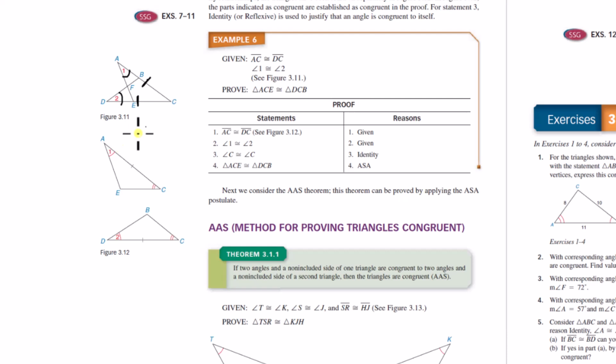All right. Well, they share a common angle. So based on the reflexive property, or identity, angle C is congruent to angle C with respect to the two triangles. So we've got angle, side, angle, right? Two angles are congruent between the two triangles, as well as a side length included between those two angles. So the triangles are congruent. That means this side length is congruent to this side length, and this angle is congruent to this angle.